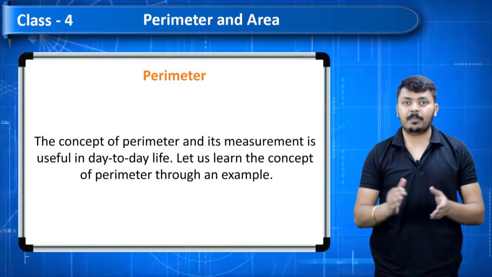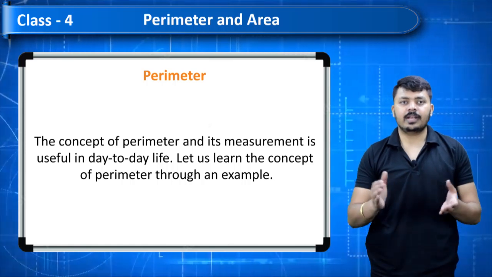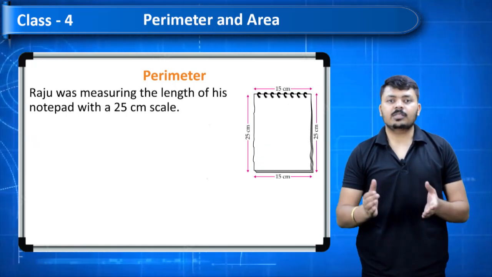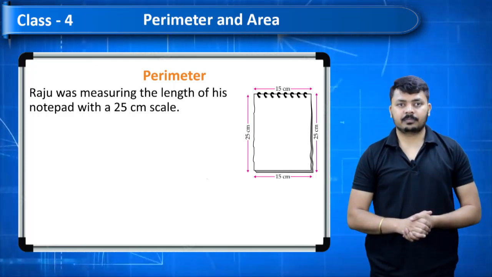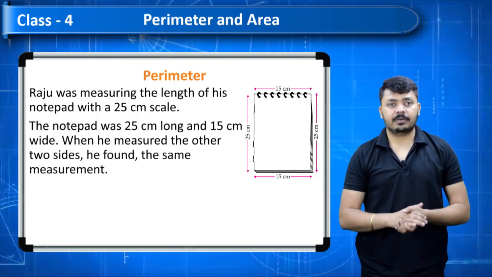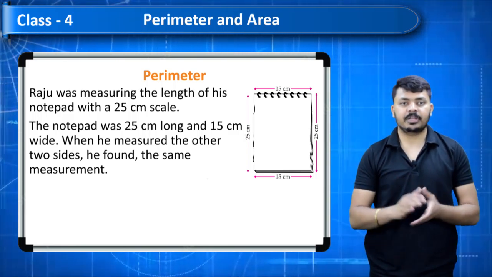The concept of perimeter and its measurement is useful in day-to-day life. Let us learn the concept of perimeter through an example. Raju was measuring the length of his notepad with a 25 cm scale. The notepad was 25 cm long and 15 cm wide. When he measured the other two sides, he found the same measurement.